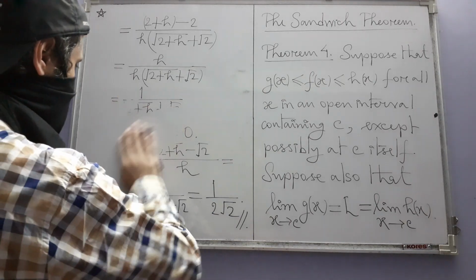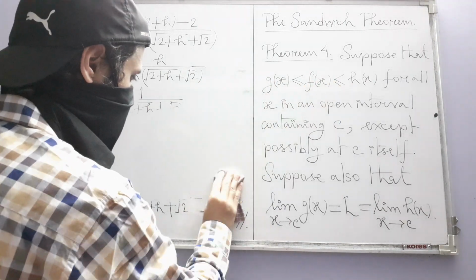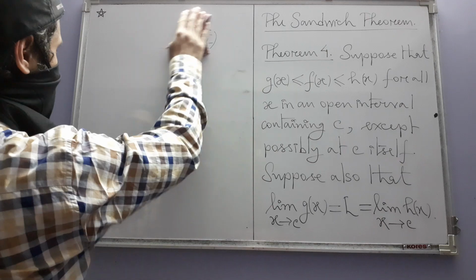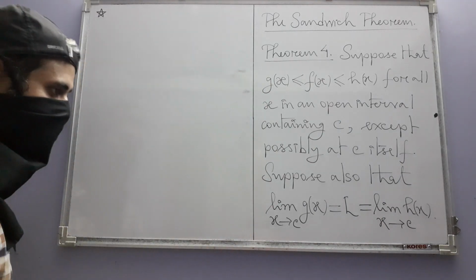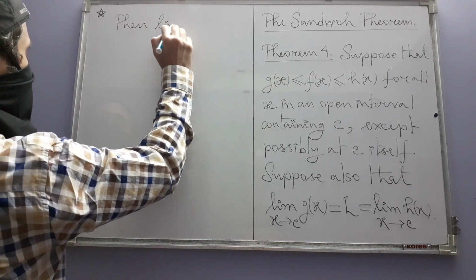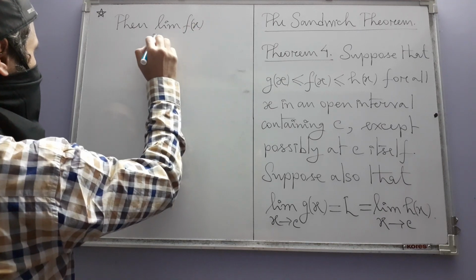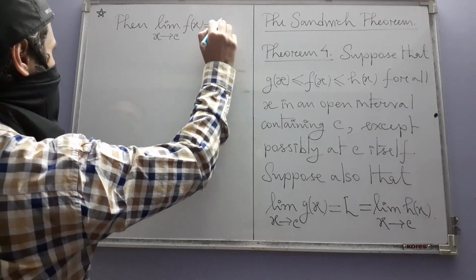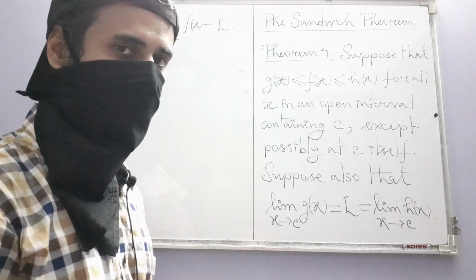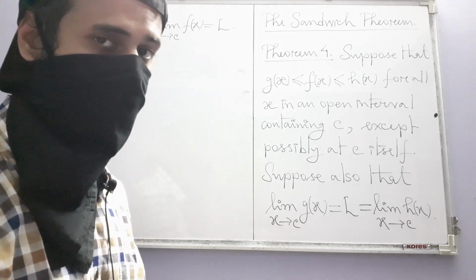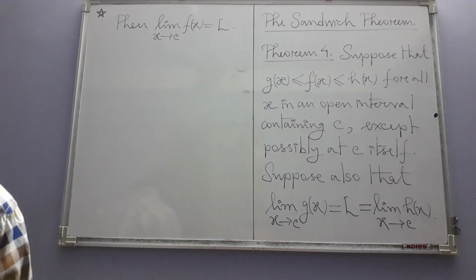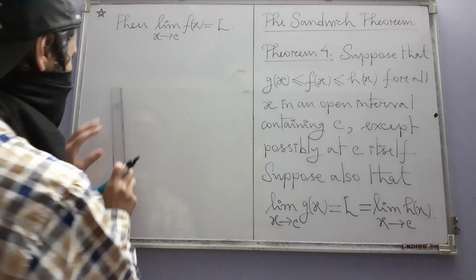And also the outer functions, if I call these functions outer functions, they both approach a common limit L as x approaches c. Then the claim is that the sandwiched function also approaches L, that same limit. In terms of graphs, it's very easy to believe why that should be the case. If you want to understand what is going on, then it's roughly like this.